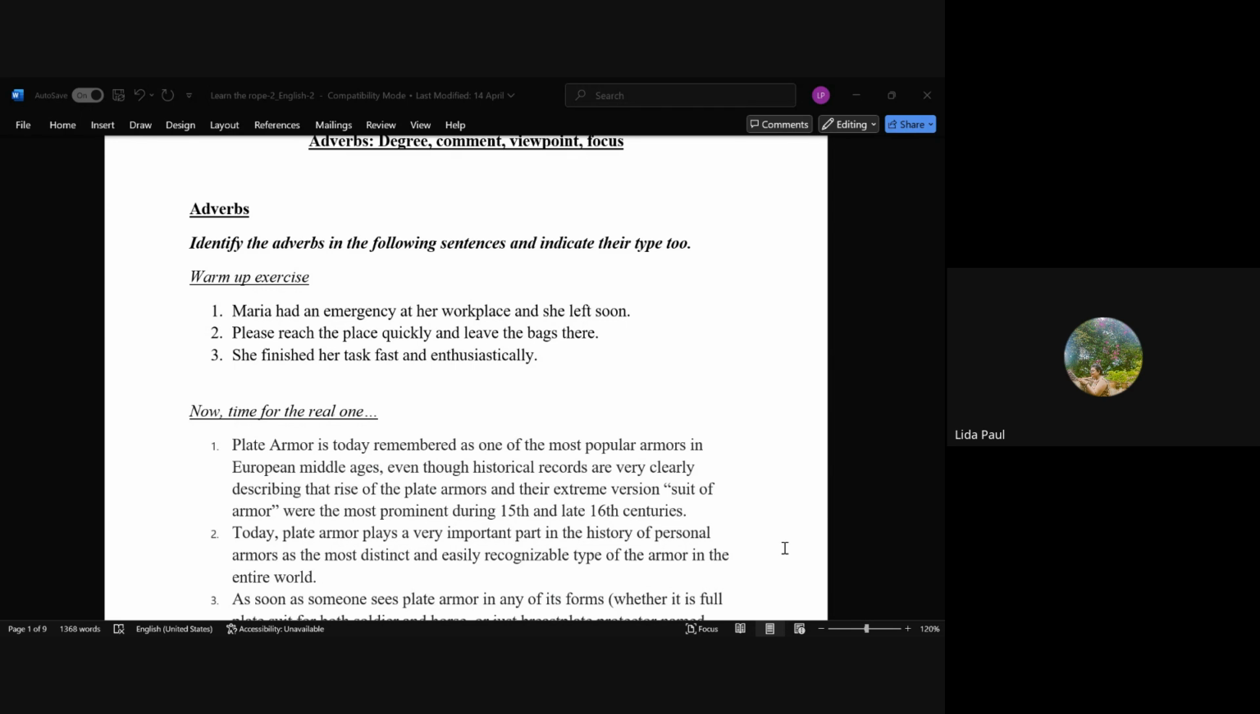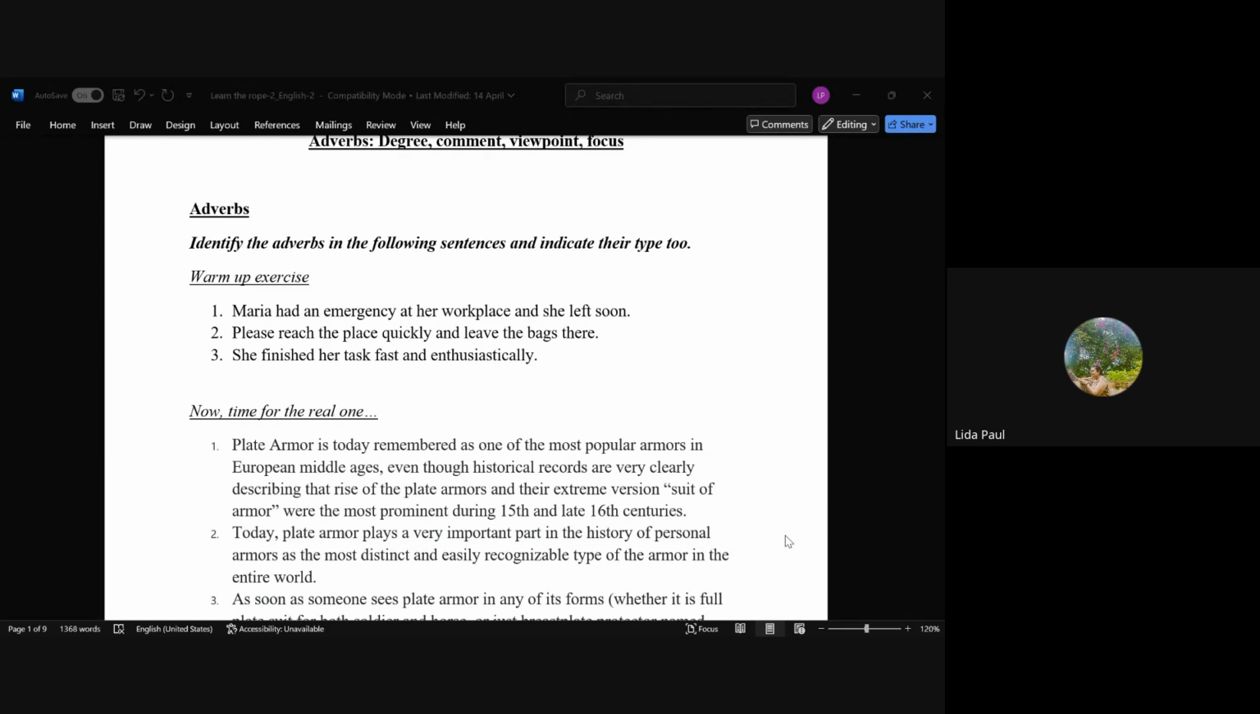Have you at least heard them in the lectures? Is my question. Yes, ma'am. So the difference between the manner, time, place, and these four, comment, viewpoint, focus, and degree, would be that in the latter case, the focus is more on the function performed by these. So the name itself suggests that a comment adverb or a viewpoint adverb is something that will.